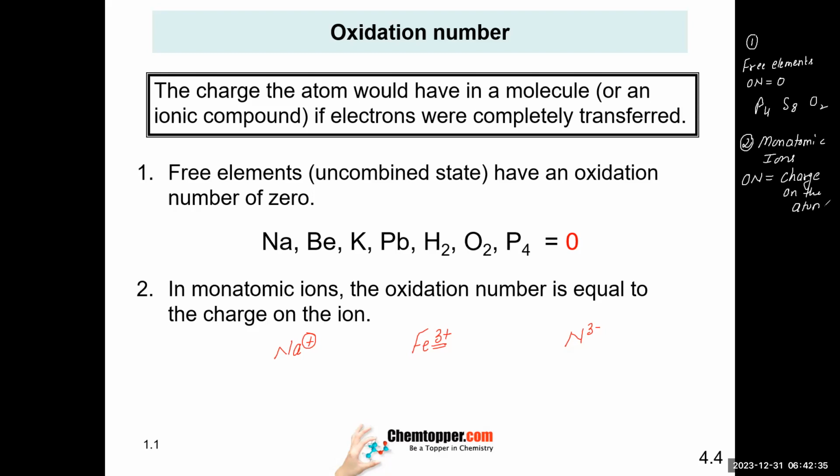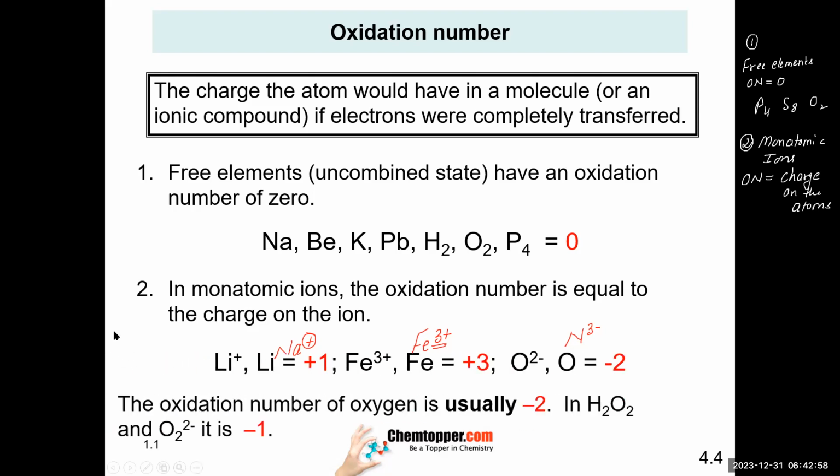So oxidation numbers can be 0, children. Oxidation number can be 0 like rule number 1. Oxidation number can be plus. Oxidation number can be minus. And oxidation number can be in fractions also. I will show you some examples. It can be in fractions also. Okay. This is rule number 2.